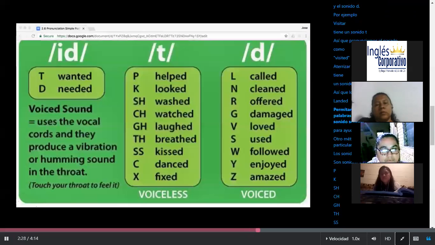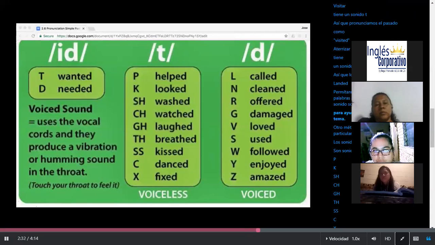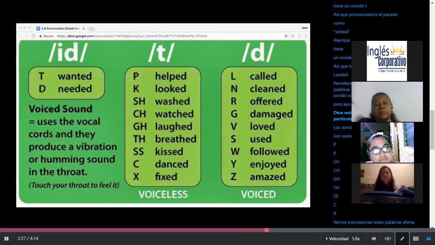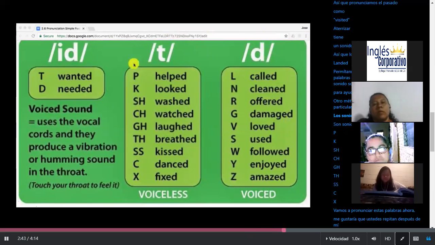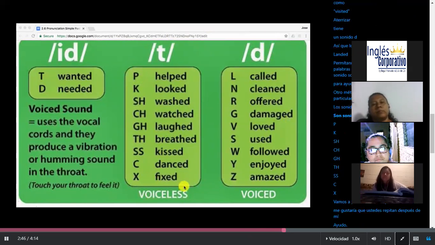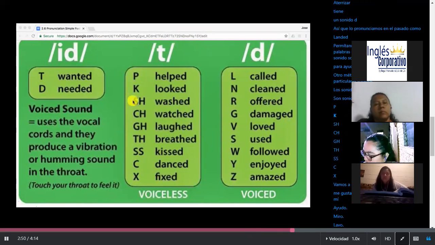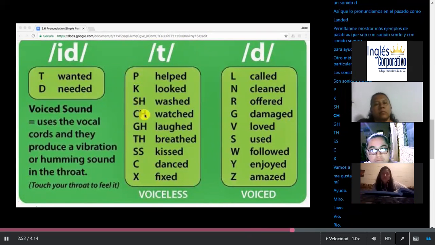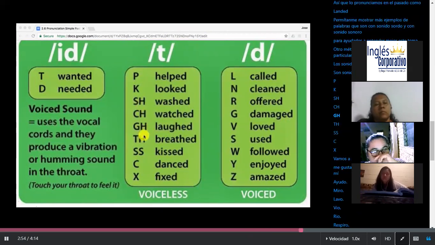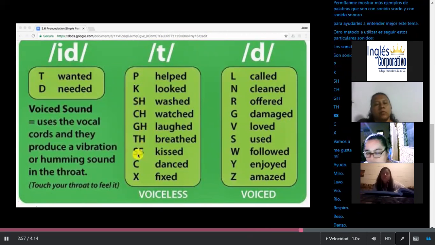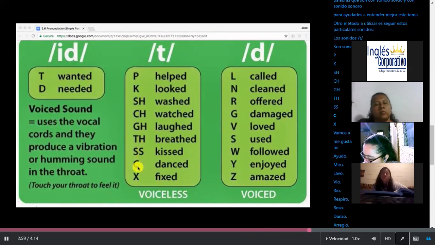Let me show you more examples of words that are voiceless and voiced to help you understand this topic better. Another method to use is following these particular sounds. These sounds are voiceless: P, K, S, H, CH, GH, TH, SS, X.